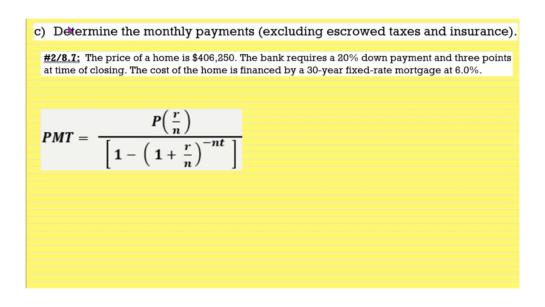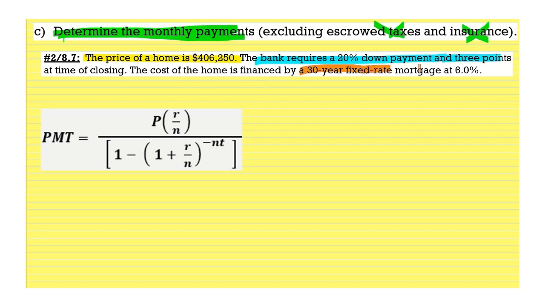Now we're going to determine the monthly payment. That's not including any taxes or insurance. So we're not concerned about that in this video, just the monthly payment here. So going back to our original information, it said that the price of a home is $406,250. It said that the bank requires the 20% down payment and the 3 points. And then it also tells us that the cost of the home is financed by a 30-year fixed rate mortgage at 6%. So we're going to use some of those pieces of information in our equation.